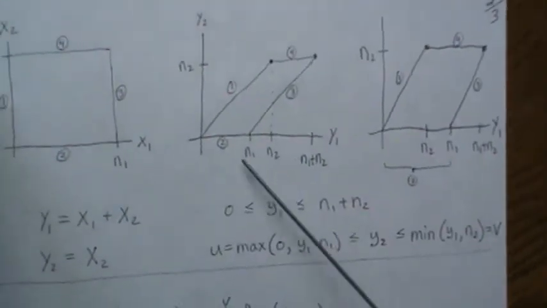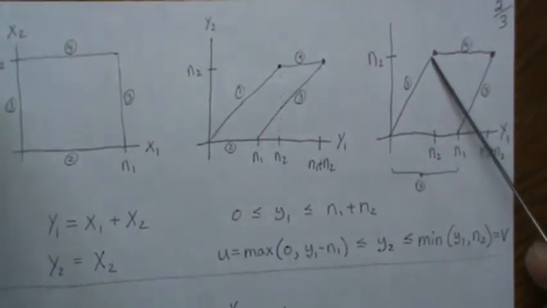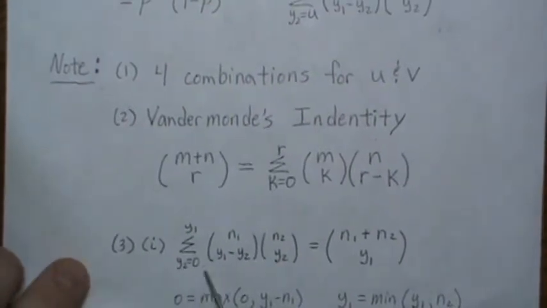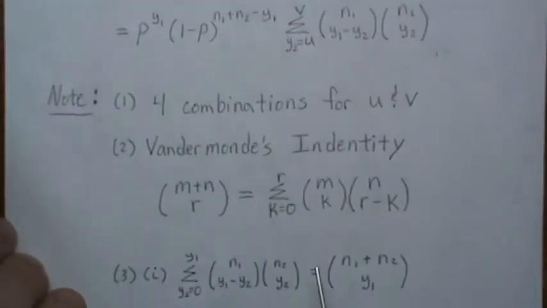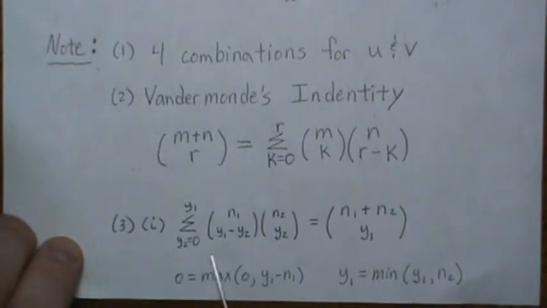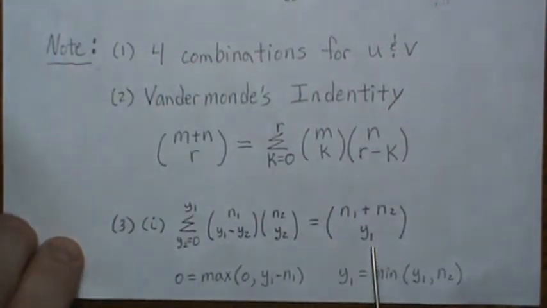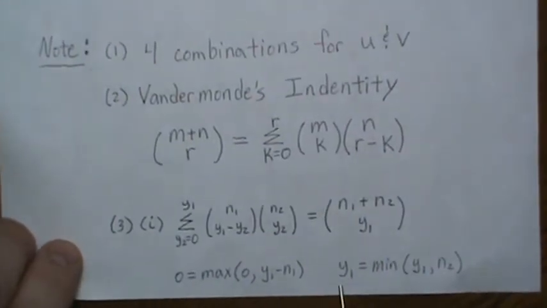So now if we look at the one case where the maximum is 0 and the minimum is Y1, that means we're in this region here. So we're summing from 0 to Y1 of this quantity. Well, this is exactly like Vandermonde's identity. So this is equal to N1 plus N2 choose Y1.